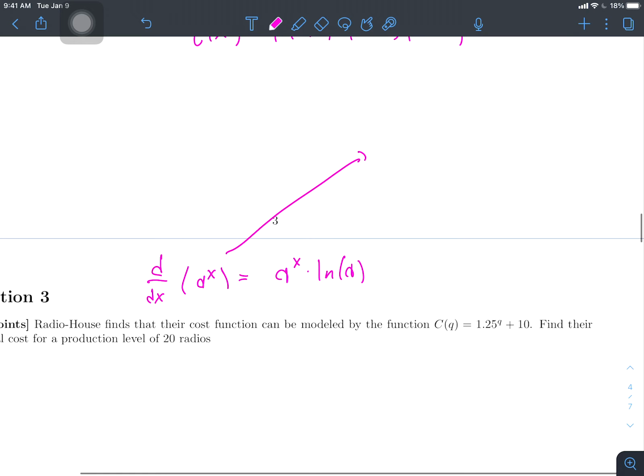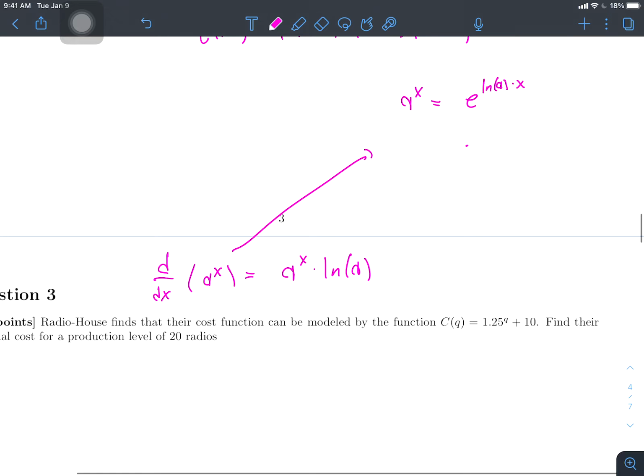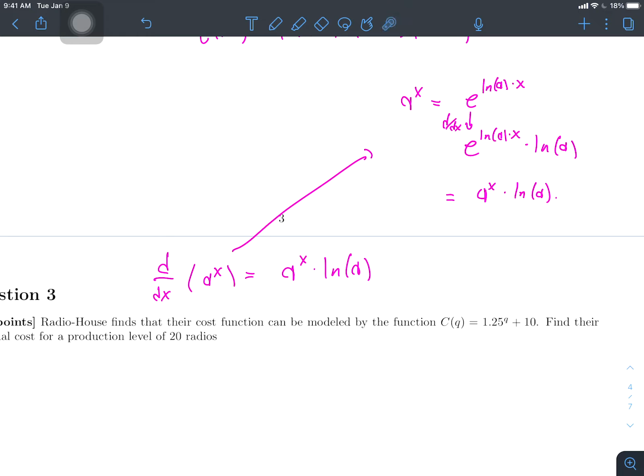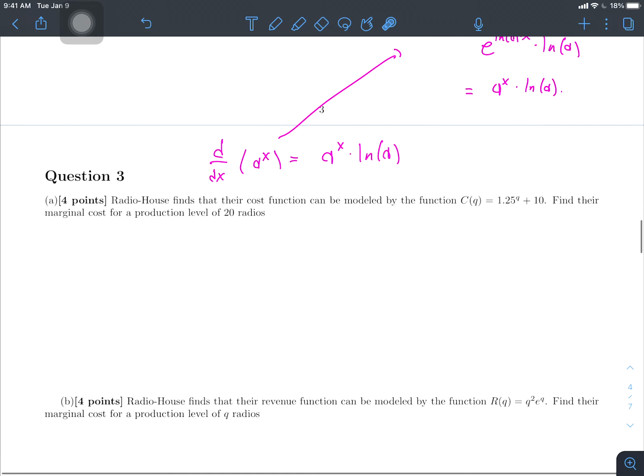You can either remember that, or you can use the following method. You can also say that a to the x is e to the ln of a times x, and that derivative would be e to the ln of a times x times ln of a, and then this is equal to a to the x times ln of a. So that's the other way you can think of this. You just replace a by something which is equal to e to the ln a, which gives me a.